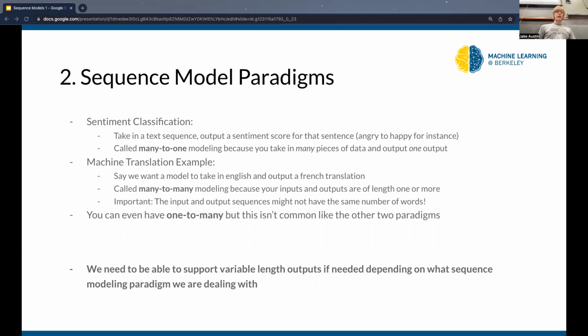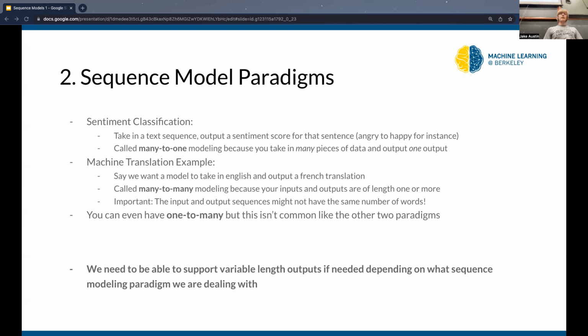Or you can have translation. So if you have a sentence in English and you want to output the French translation, that's a case where we have an input sequence of a variable length, and we would like to be able to spit out another sequence of variable length. But it gets more complicated than that too, because our English sentence might not have the same number of words as our output French sentence. So we need to be able to handle not just variable length inputs, but also variable length outputs, depending on what kind of thing we're modeling. This is kind of a weird one. Do people have questions about this?